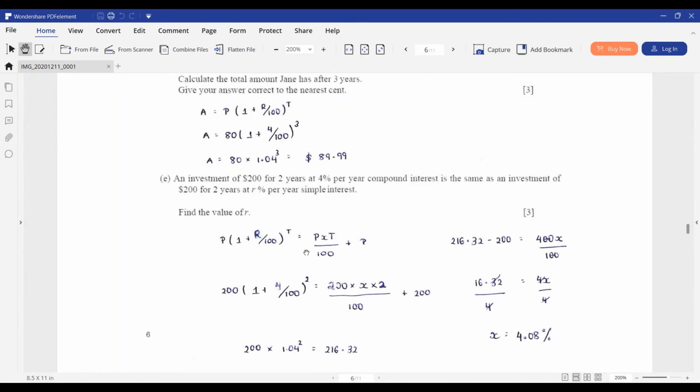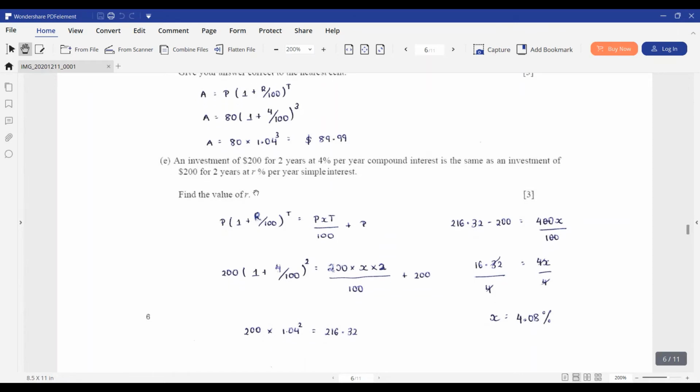An investment of $200 for 2 years at 4% per year compound interest is the same as an investment of $200 for 2 years at R% per year simple interest. Find the value of R. So basically in this scenario, the formula of compound interest is equal to the formula of simple interest added with principal. So your equation should look something like this.